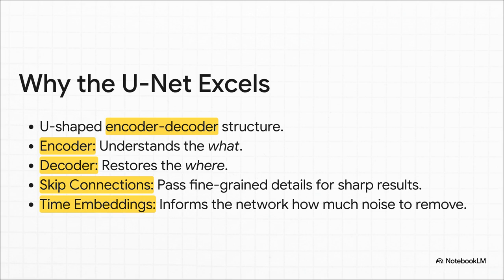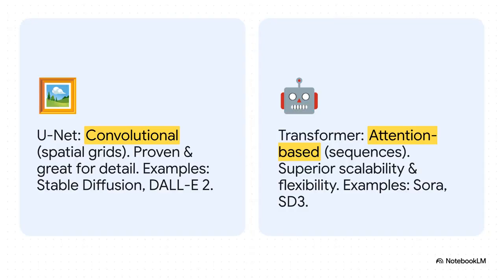But as always in AI, the field is moving fast. Lately, though, we're seeing a big shift. Transformer-based architectures, the same kind of tech that powers things like ChatGPT, are starting to take over. Instead of looking at pixels in a grid, they break an image into a sequence of patches. And their big advantage? They scale incredibly well. That scalability is what's really powering this next generation of models.